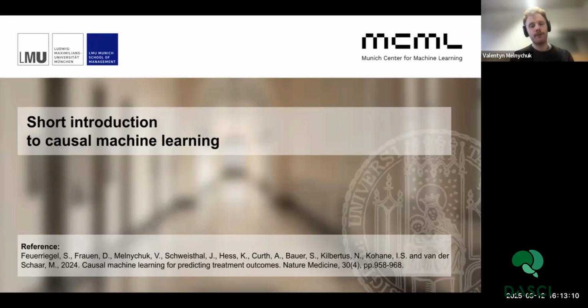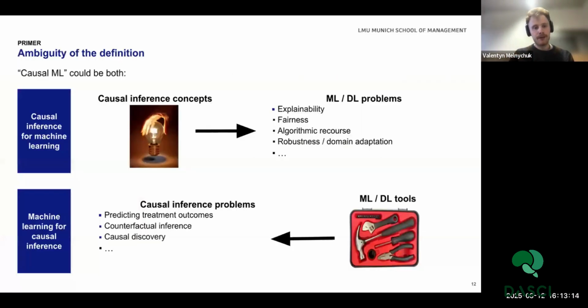I just want to provide a short introduction on what causal machine learning is. As you've seen, you already had other causal presentations in this seminar, so just to remove the ambiguity of the definition: causal machine learning in the broad community could be both. It could mean that we use causal inference for machine learning, for example, we use the concepts to better define or describe the problems that we encounter in machine learning or deep learning, for example explainability, fairness, algorithmic recourse, robustness, or domain adaptation.